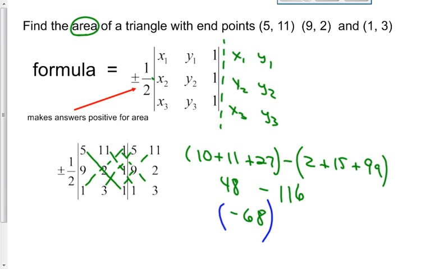Well, in order for me to ensure that this answer is a positive area, I'll need to multiply by negative 1/2. So it's negative 1/2 times my determinant. I get my positive answer, and then half of 68 is 34 square units. Area is 34 square units.